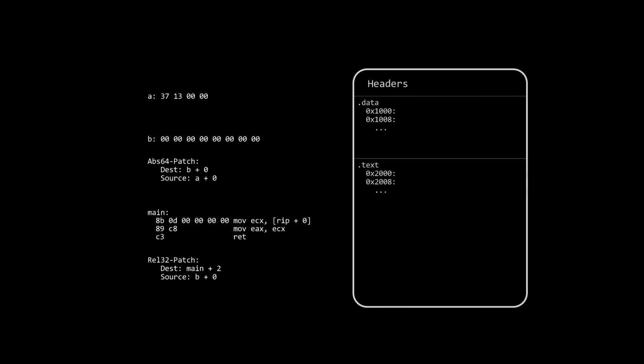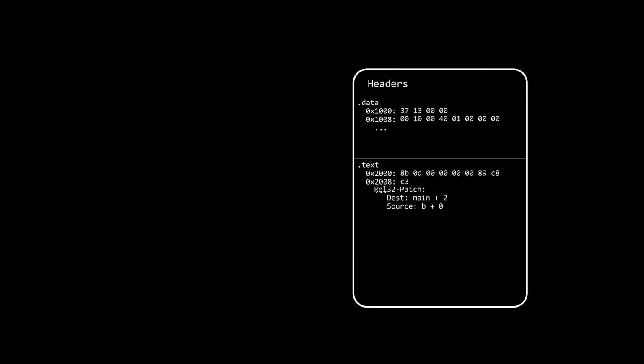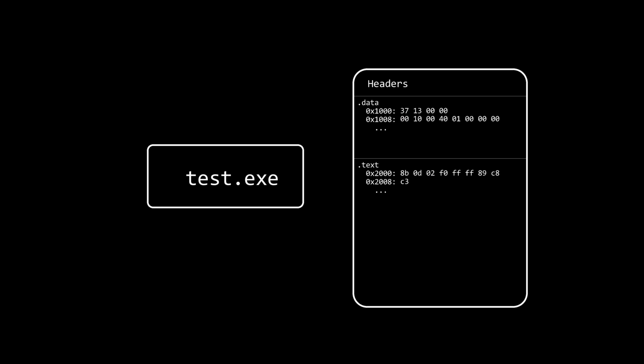Finally, we generate an executable in memory. The data declarations are thrown into the .data section and the functions into a text section. And now that we know where everything is located inside of the executable, we can apply the patches we emitted and write the file out to disk.